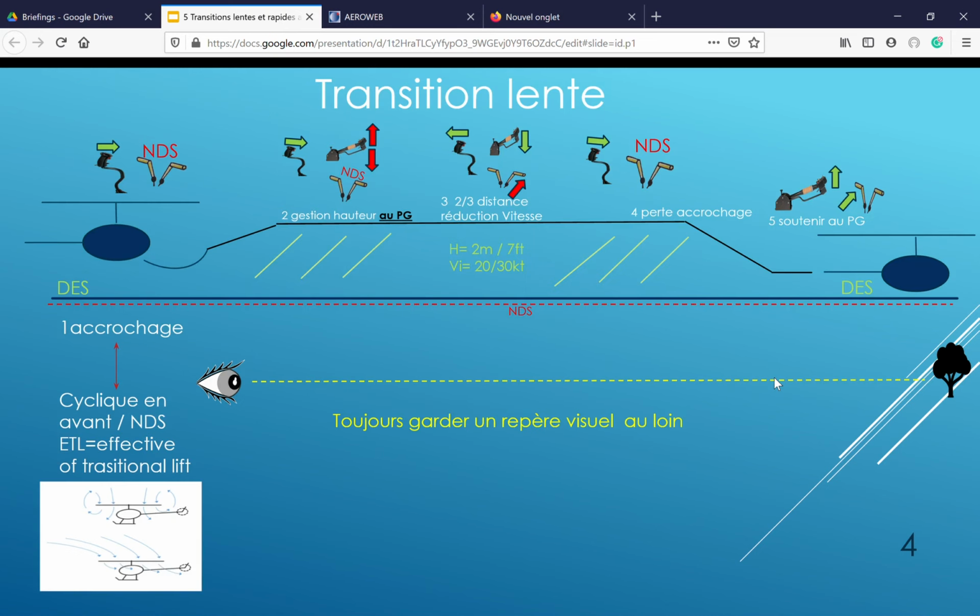And now we start with our transition, the slow transition. And you can see this is our helicopter. You see here, this is our cyclic. We are in ground effect. You put your cyclic forward. You keep your pedal. You try to keep your slip indicator, the ball, in the center. So the helicopter is aligned with the taxiway, and your objective is to go from this point to this point.